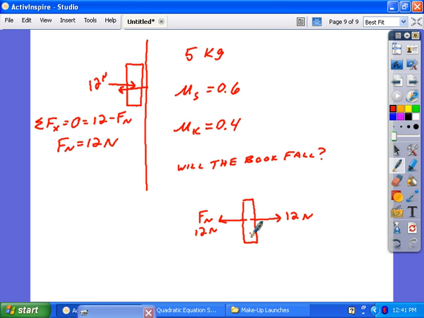Now, the natural motion of this book would be to fall down. The reason it would fall down is it has a weight. That weight equals its mass times gravity.